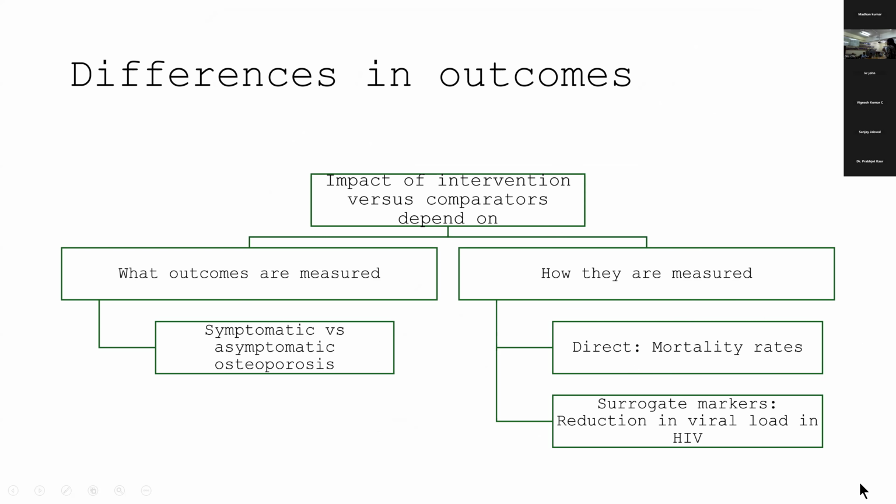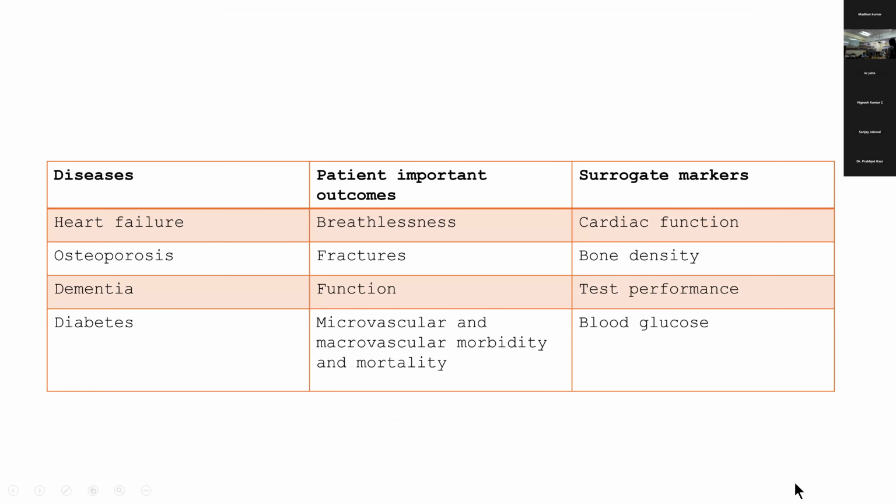Surrogate markers, for example, if you want to see whether your antiretroviral drug is acting, you're looking at the reduction in viral load. So that's a surrogate marker. A few other examples of surrogate markers: for heart failure, the patient probably wants to know how their breathlessness will improve, but what you're looking at in your study would be the ejection fraction in an echo. Similarly, for osteoporosis, the patient-important outcome would be fractures, but what we're looking at is bone density.